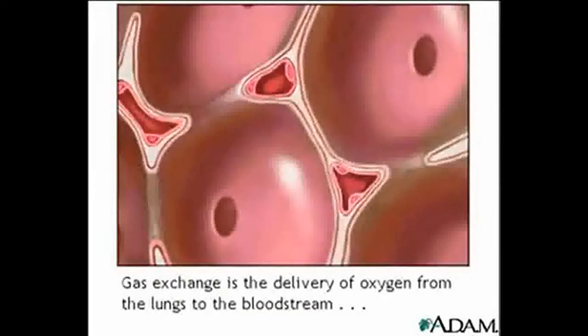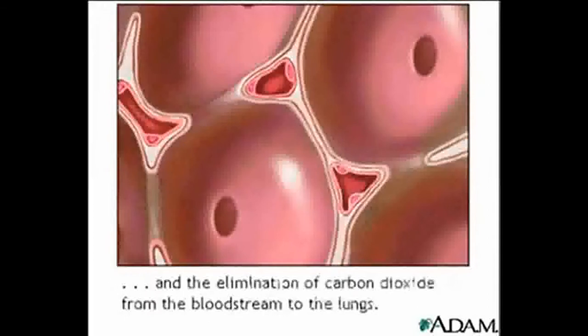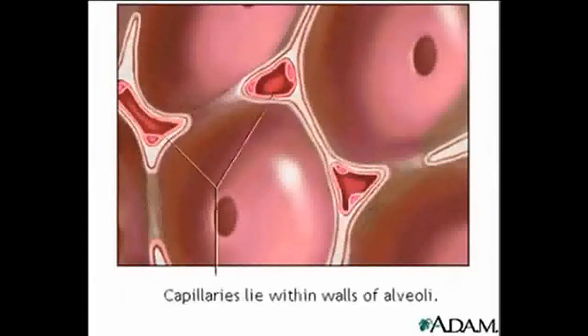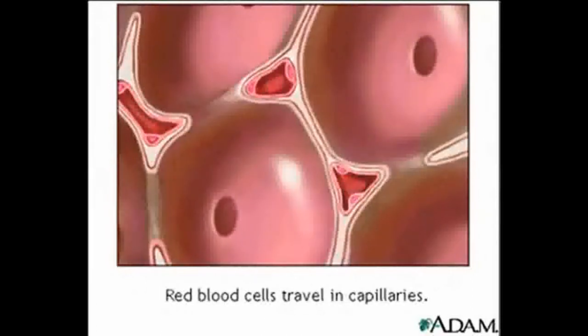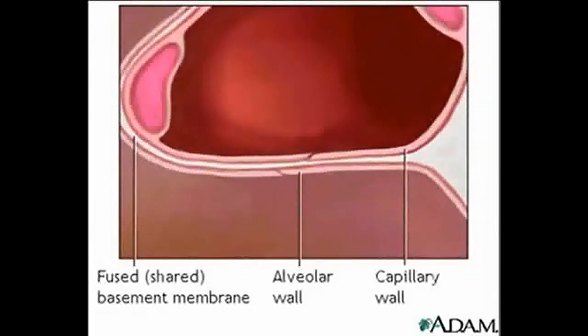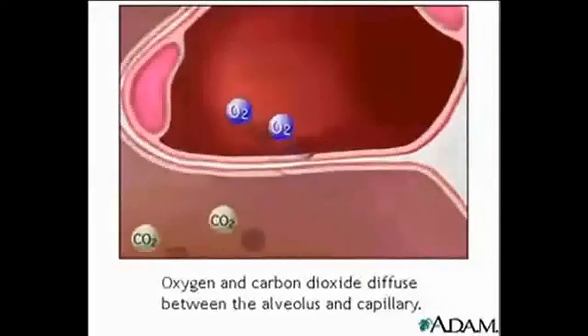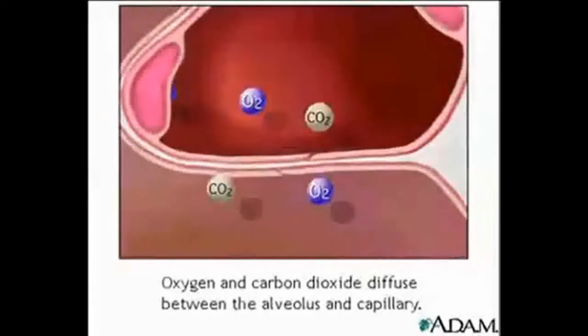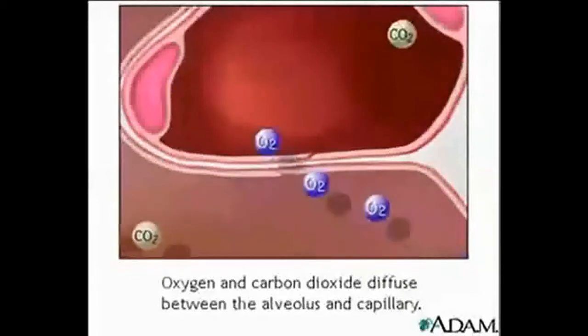Gas exchange is the delivery of oxygen from the lungs to the bloodstream, and the elimination of carbon dioxide from the bloodstream to the lungs. It occurs in the lungs between the alveoli and a network of tiny blood vessels called capillaries, which are located in the walls of the alveoli. Here, you see red blood cells traveling through the capillaries. The walls of the alveoli actually share a membrane with the capillaries. That's how close they are. This makes it possible for oxygen and carbon dioxide to diffuse, or move freely, between the respiratory system and the bloodstream.